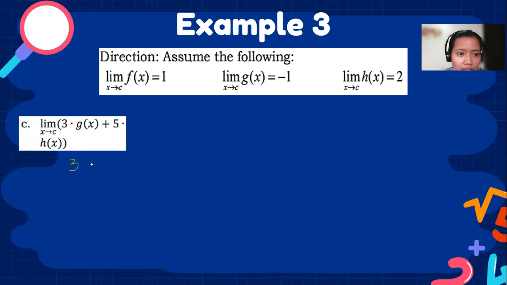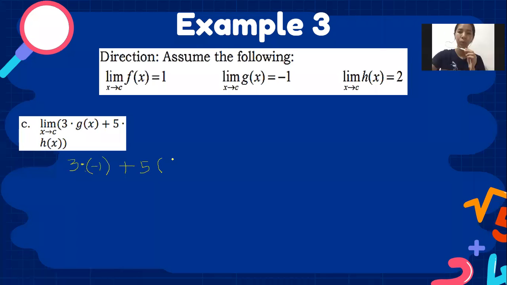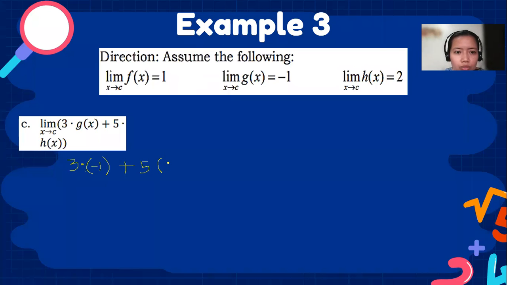3. This one is multiplication, times negative 1. You can also omit the times sign, since the open and close parentheses are already a multiplication symbol. Plus copy the 5 times, what's the value of the limit of h of x? Yes, Santias Jewel. 2, po. So we have 2. All right. Multiply it by 2. Okay. So 3 times negative 1 is negative 3. Plus 5 times 2 is 10.